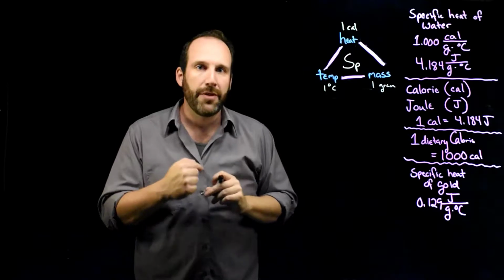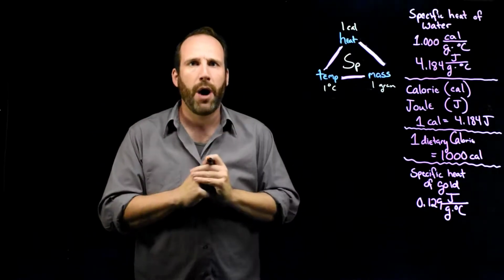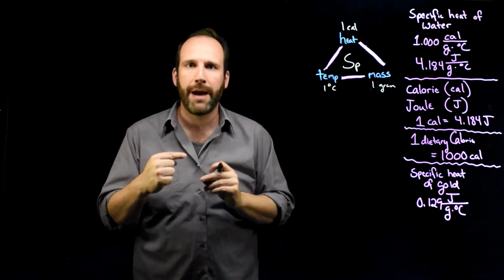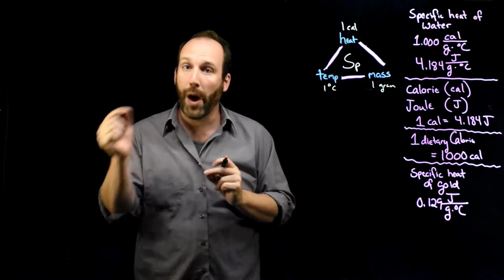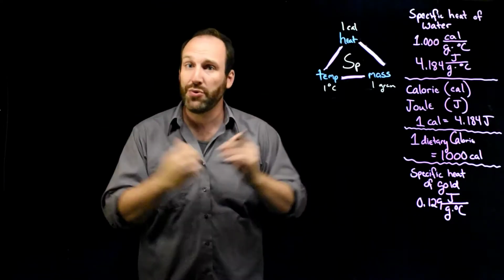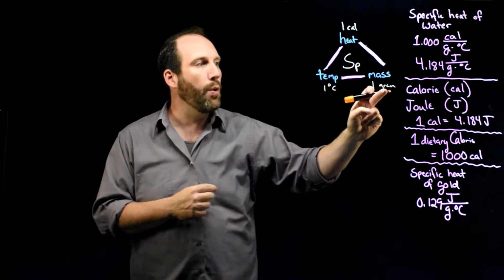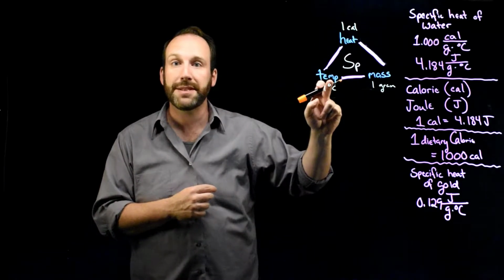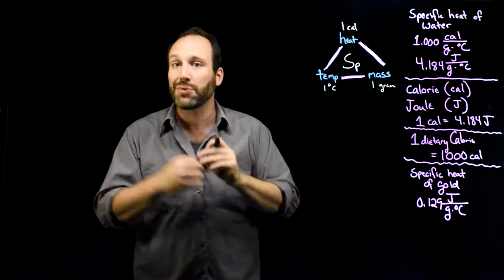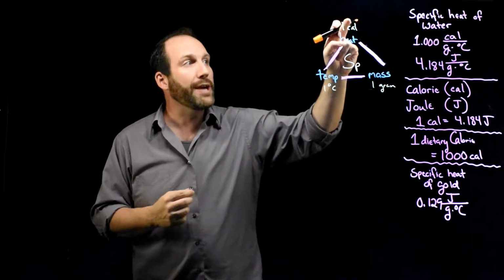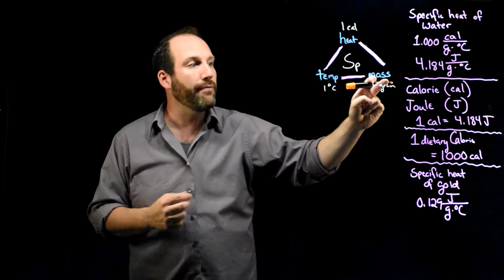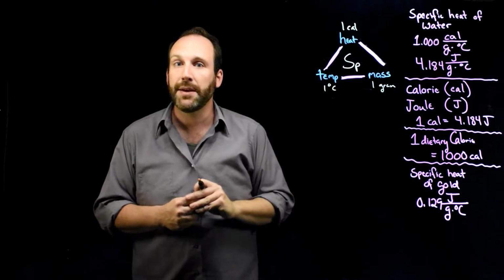What if we think about it the other way? What if we stick with 1 gram of water, but instead of raising it by 1 degree Celsius, let's raise it by 2 degrees Celsius? So how much heat would be required to raise 1 gram of water by 2 degrees Celsius? Well, again, it would be twice as much heat. So 2 calories would raise 1 gram of water by 2 degrees Celsius, okay?